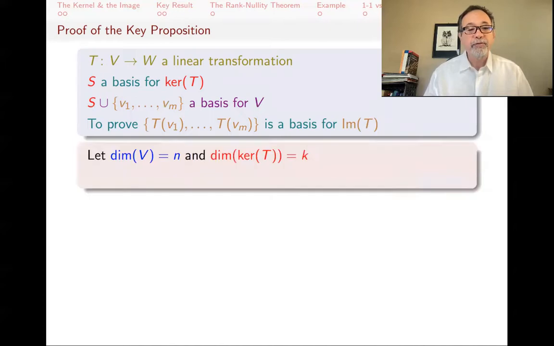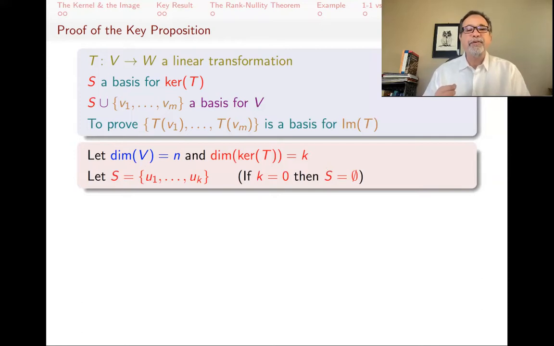So first of all, the dimension of V is n. V was a finite dimensional vector space, and the dimension of the kernel is k. I'm going to give those names, so I don't have to keep saying dimension of V, dimension of the kernel. And S is a basis for the kernel. The kernel is k-dimensional, so let's say that the elements in the basis are U1 through Uk. Okay, so this is our setup. And if k is 0, if it happens that the kernel is just the 0 vector, then S will be the empty set. That's a convention that I will take.